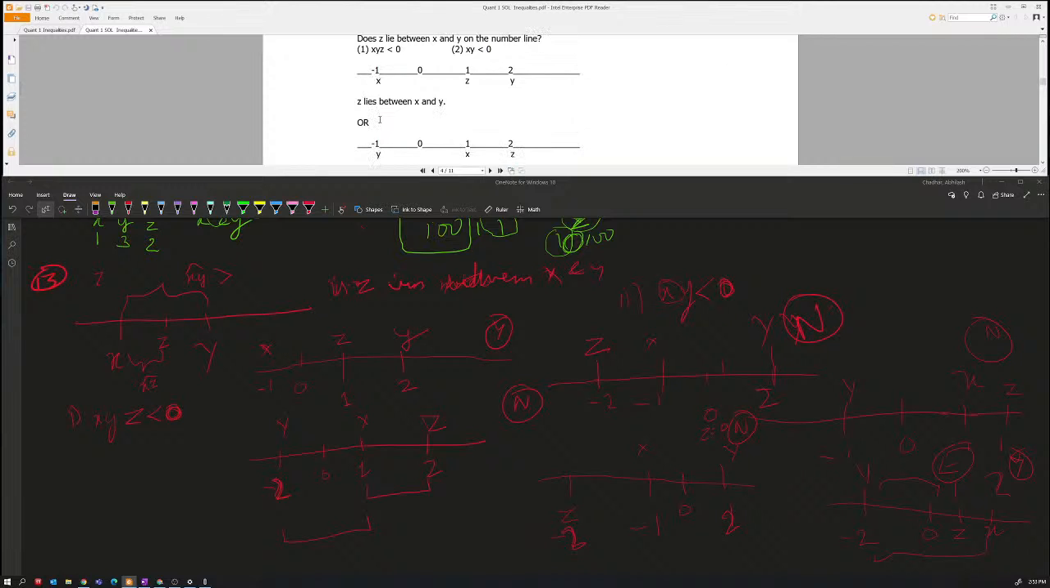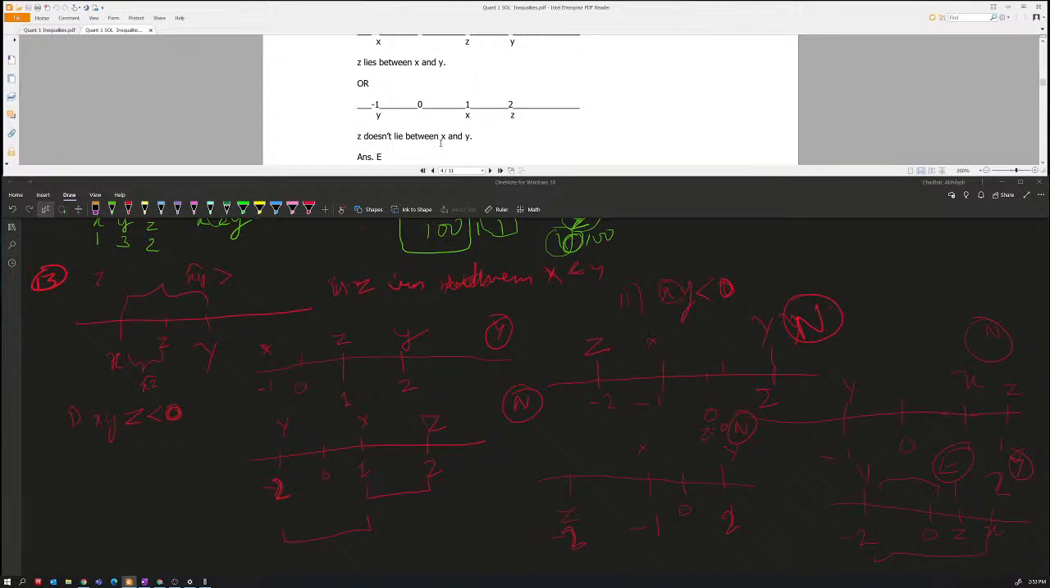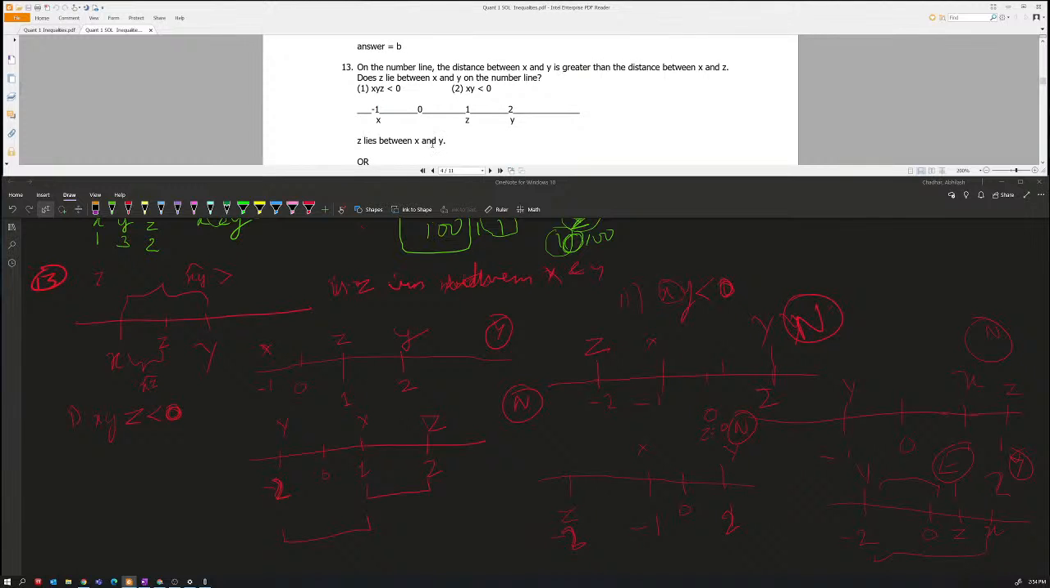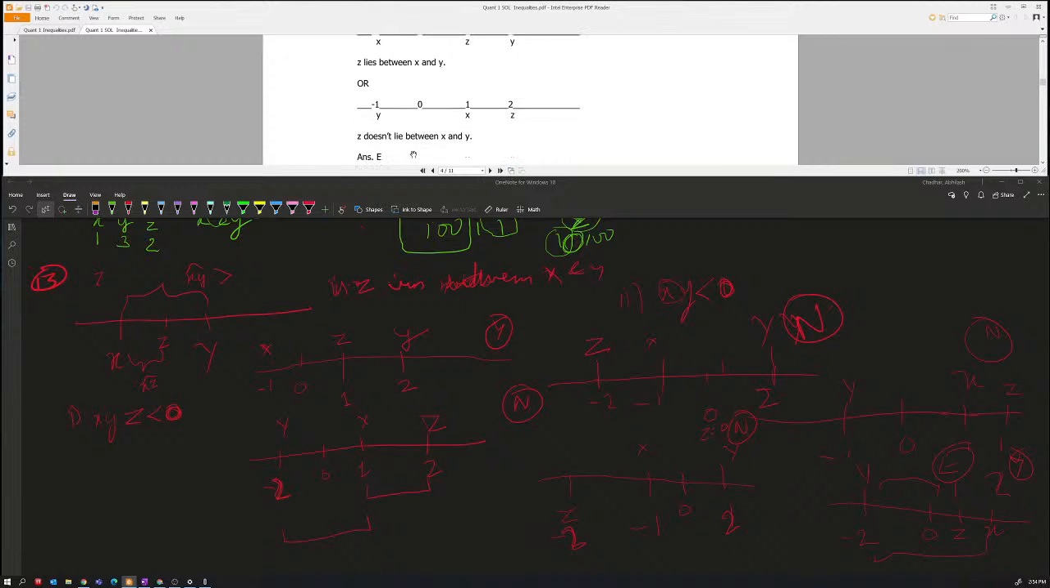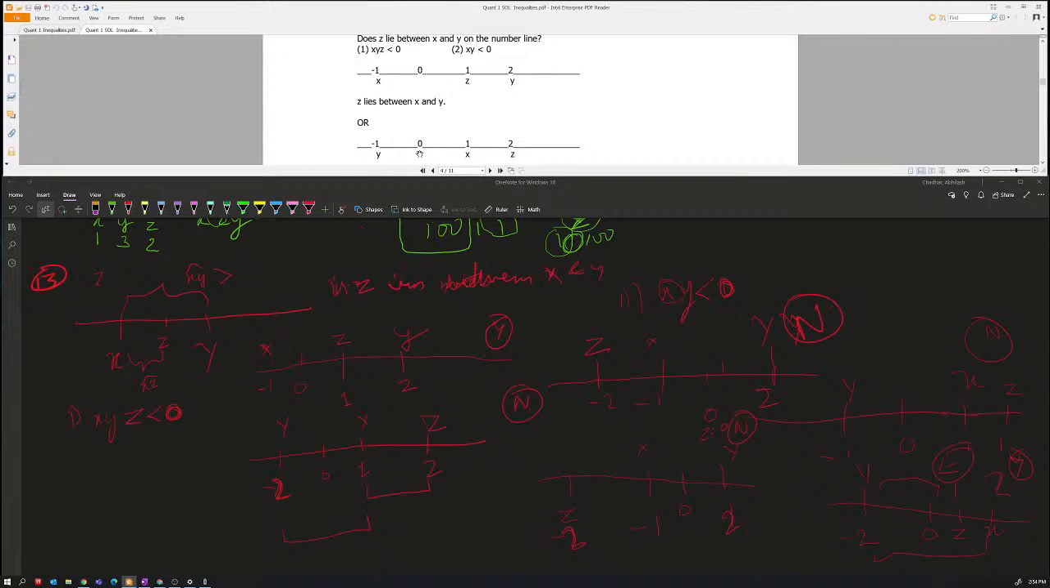So what they have done is z lies in between x and z. Answer: z doesn't lie between x and z. Okay, how fast they got. Question: x lies between x and z. So z lies between x and z, or it doesn't lie between x and z. E. So basically they have not solved it totally, but yes, E is the answer, which is right.